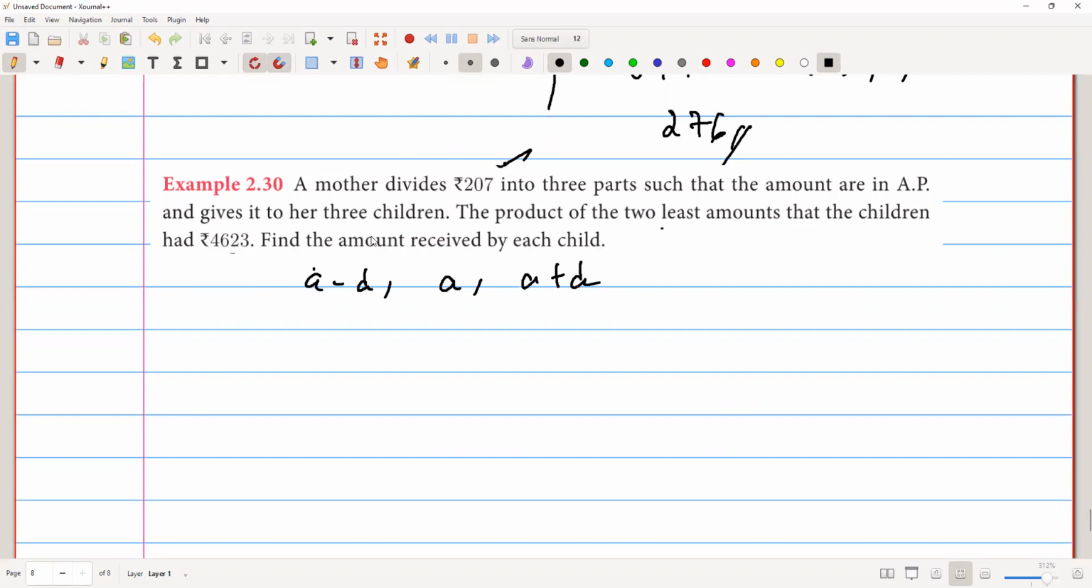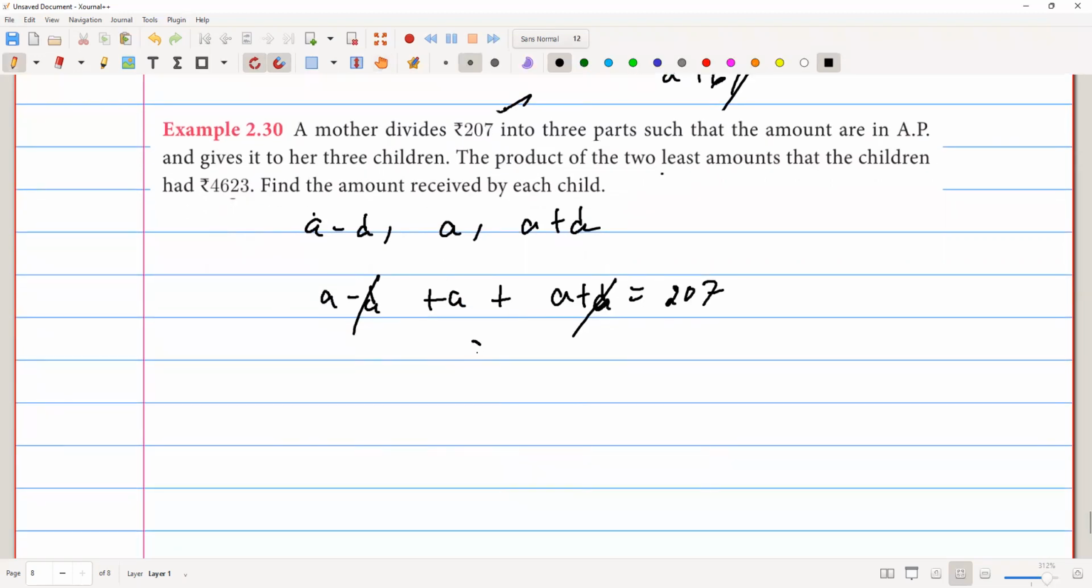Sum is 207. So A minus D plus A plus D, plus A, equal to 207. D cancels. 3A equal to 207. A equal to 207 divided by 3, which is 69. Okay.